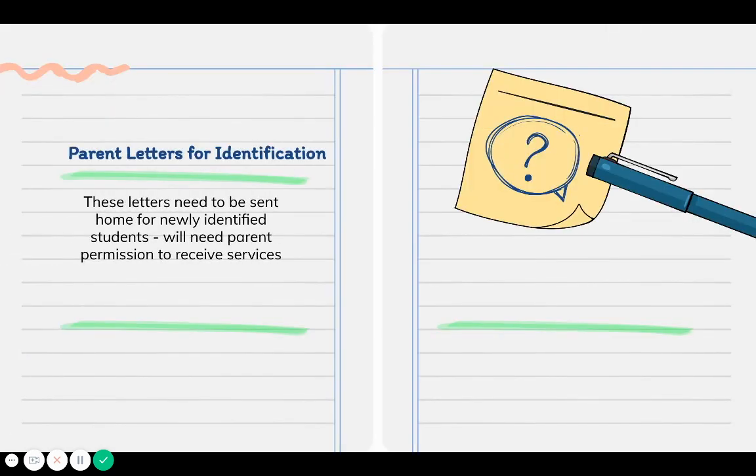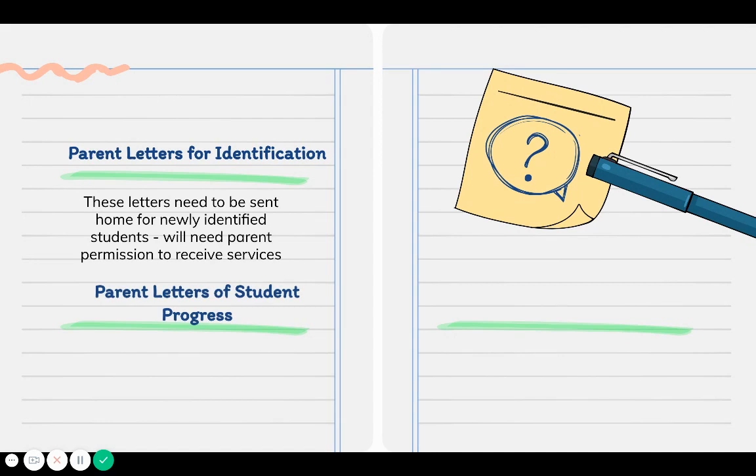Parent letters for identification. These letters need to be sent home for newly identified students. We'll need parent permission to receive services. Once parents sign off on the parent permission for a new service, they will be returned to the campus, and those forms will be documented and saved in the student's green folder.